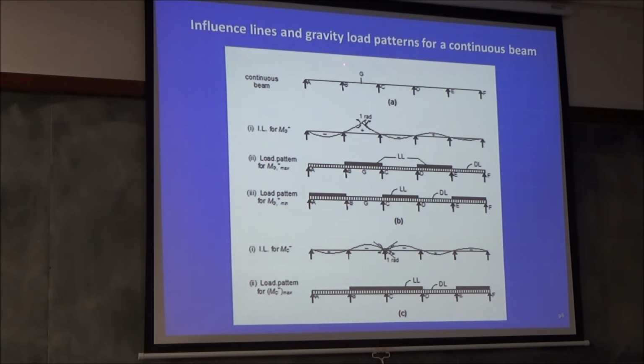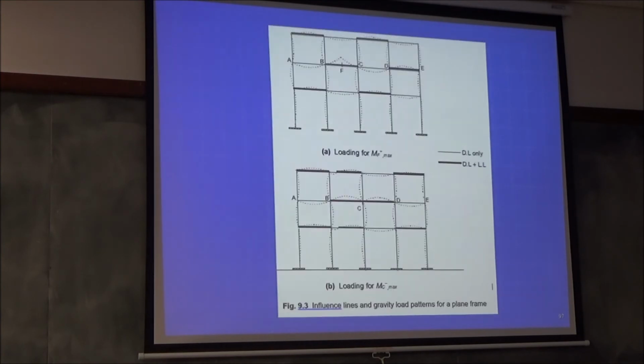If I want it for a support, say at C, then I give a hinge there, and my difference in rotation should be unity here. Then you'll find two adjacent spans loaded, and then every alternate span. This is what I wanted to explain to you last time. Similarly, if you want to do it as part of a frame, this was a beam, you can do the same thing, and you can keep drawing these diagrams to understand where to load. It's a very powerful method, and this is usually done in bridges.